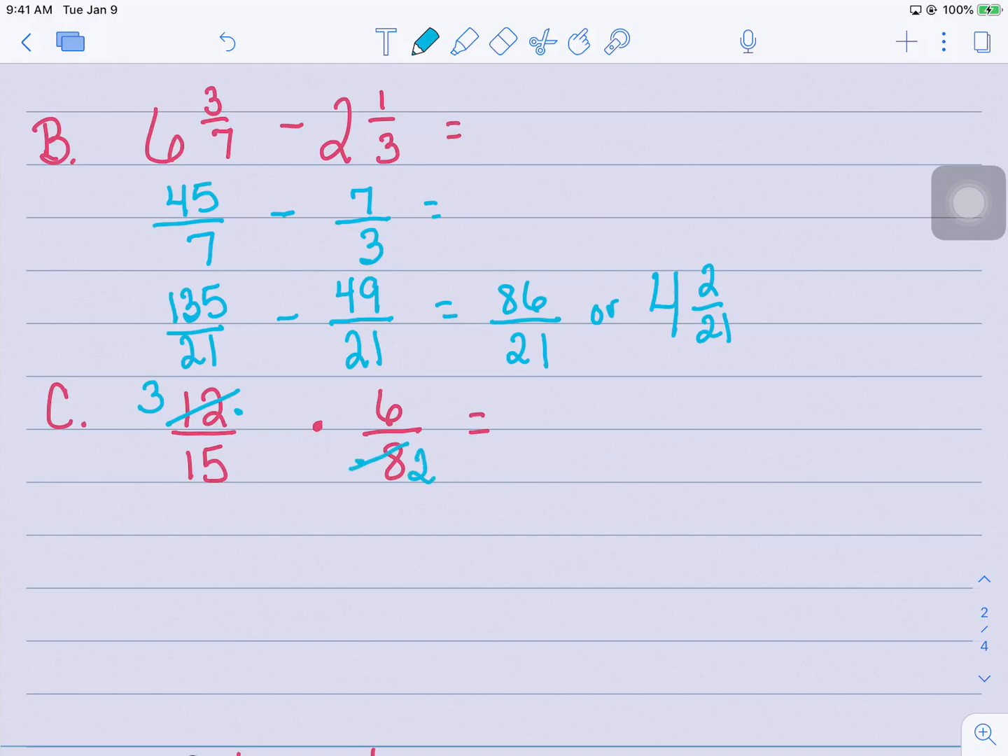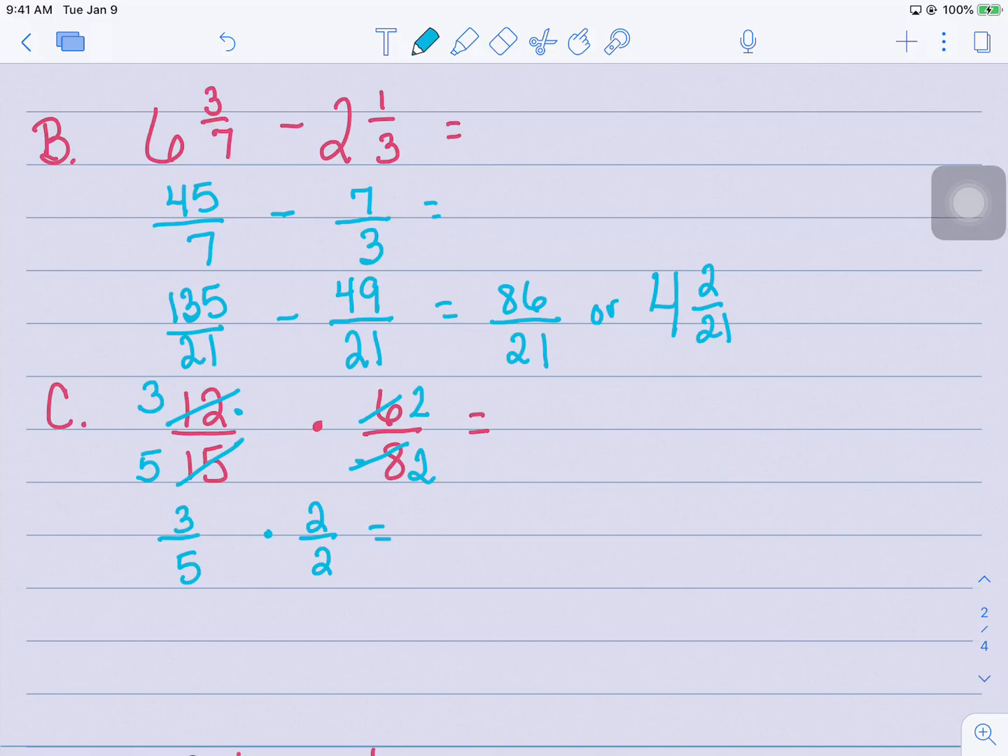So I'm cross-reducing. I can look at 15 and 6 and say, what can go into both of those? Well, I know that 3 can go into both of those. 3 can go into 6 2 times, and 3 can go into 15 5 times. So now what I have is 3/5 times 2 over 2.